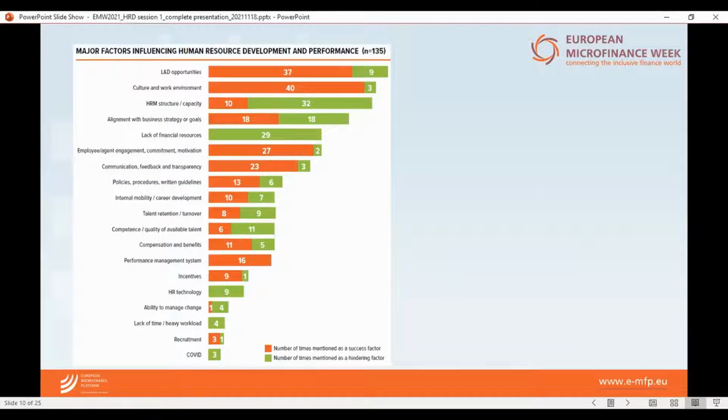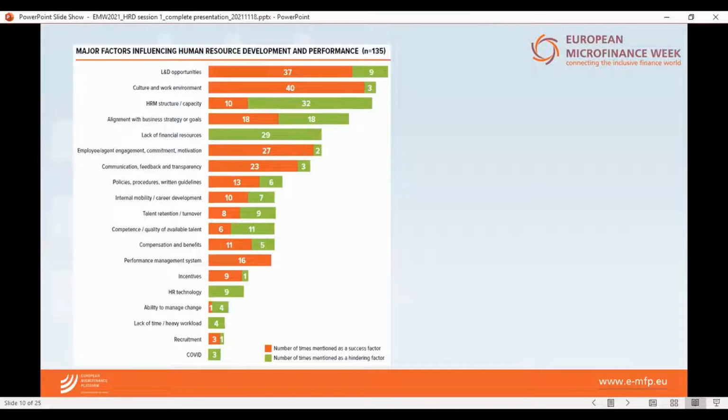If you look at the left side of this chart, you'll see the factors that were mentioned by respondents. On the right-hand side of the chart, you'll see colored bars that indicate the number of times that each factor was mentioned. In orange, you'll see the number of times that it was mentioned as a success factor. And in green, you'll see the number of times they were mentioned as a hindering factor. The factors are ranked in order of the number of times they were mentioned, either as a success factor or as a hindering factor, because both types of observations are important.